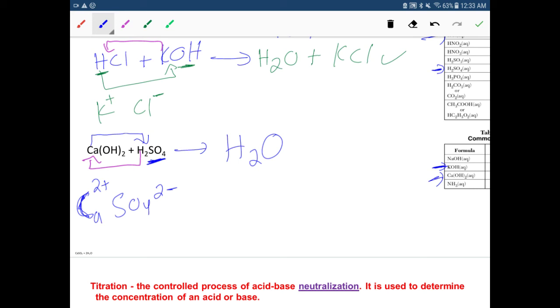All right, so let's look at the charges. When you form the compound, you have 2 minus, you have 2 plus. The ratio is going to be 1 to 1. The product formed is going to be CaSO4. This is your salt or ionic compound. So it's going to be plus CaSO4. And that's it. This is your neutralization reaction.